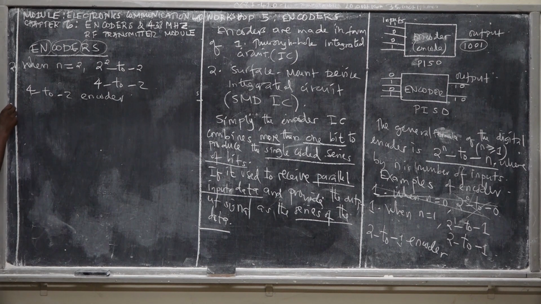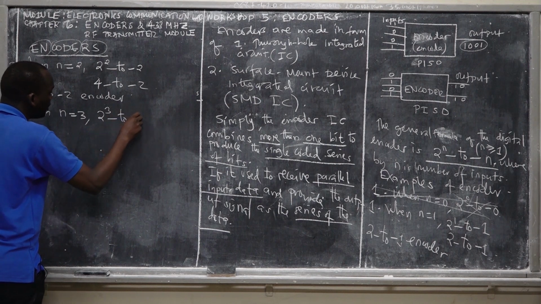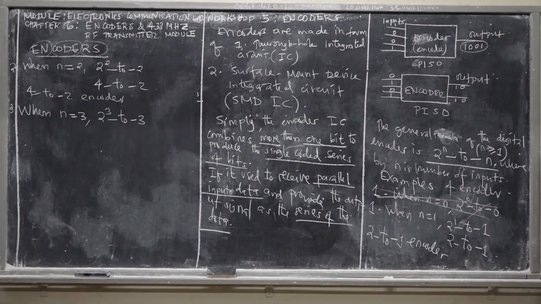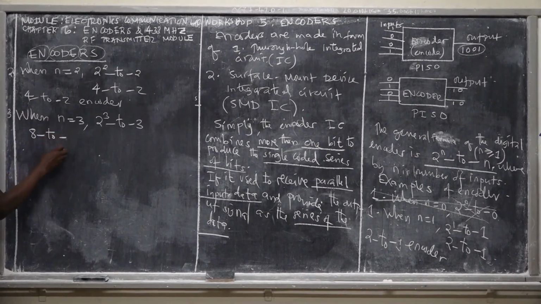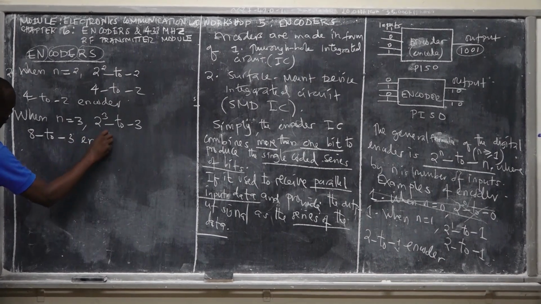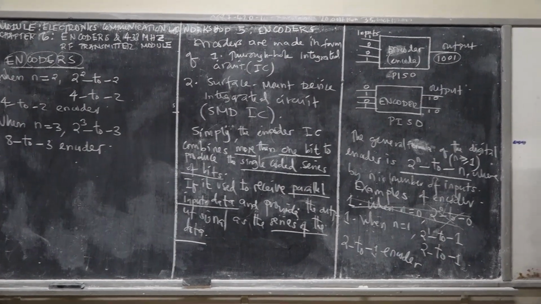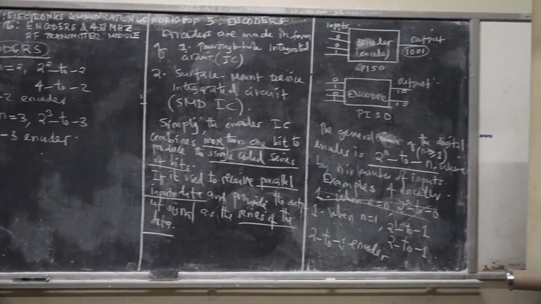Then the third example is when n is equal to 3. We have 2 power 3, and then dash 3. So 2 power 3 means 8. We call it an 8 to 3 encoder. How many inputs do you have there? 8. And how many outputs? 3. So 8 binary inputs will be supplied into the encoder in parallel.